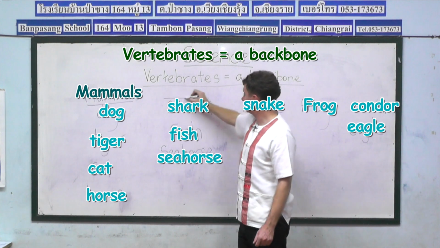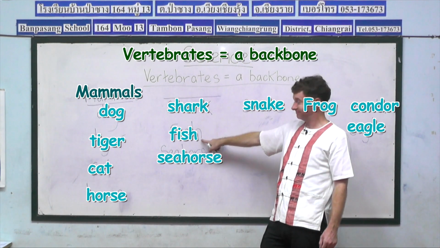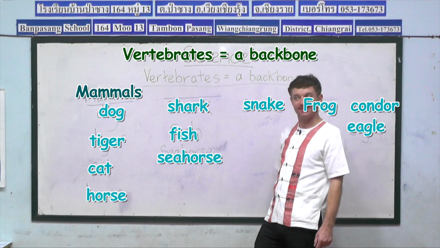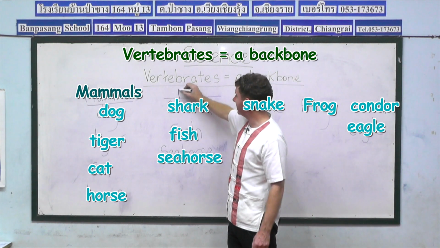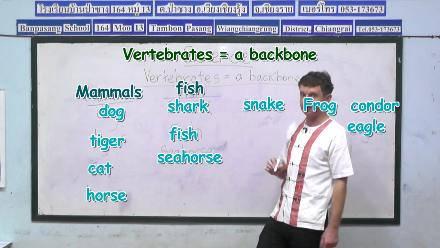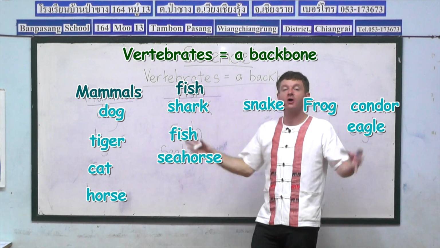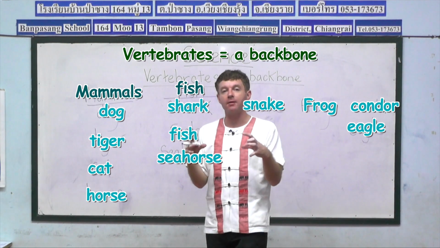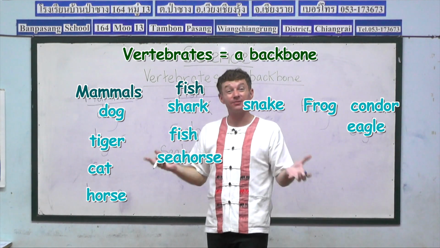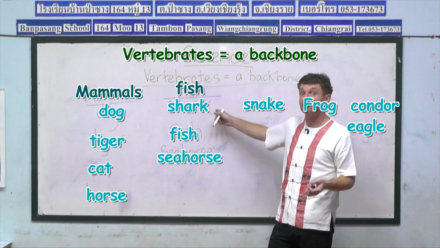Then the next one, we actually have the answer here already. Fish. Yes, we can class fish as the second type of vertebrates. All animals such as shark and seahorse are classed into the group of animals known as fish because they live in the water. We can think of a shark as a very big fish.